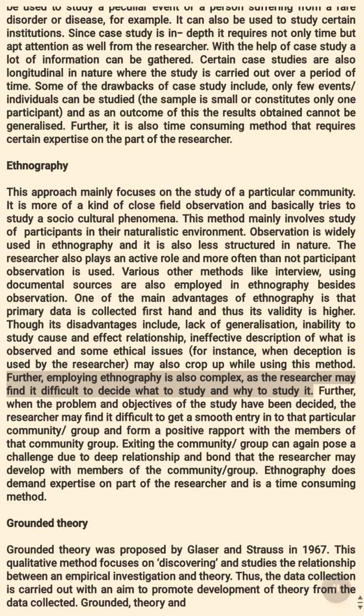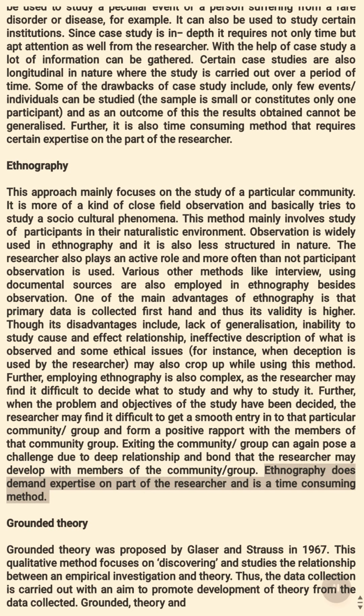Further, employing ethnography is also complex, as the researcher may find it difficult to decide what to study and why to study it. Further, when the problem and objectives of the study have been decided, the researcher may find it difficult to get a smooth entry into that particular community group and form a positive rapport with the members of that community group. Exiting the community group can again pose a challenge due to deep relationship and bond that the researcher may develop with members of the community group.